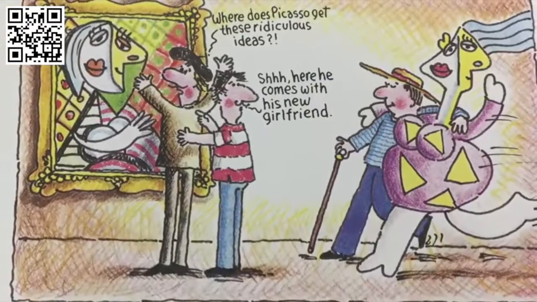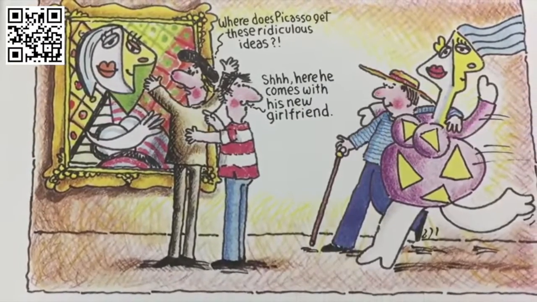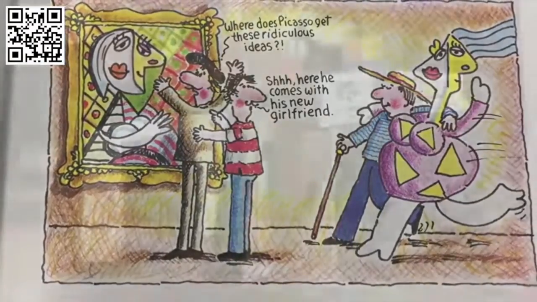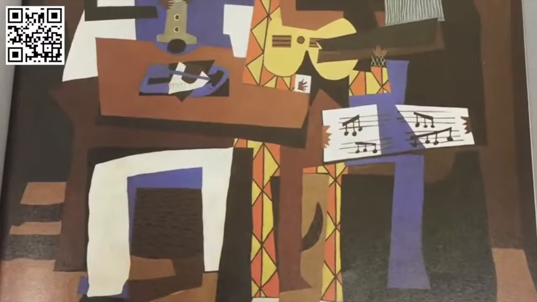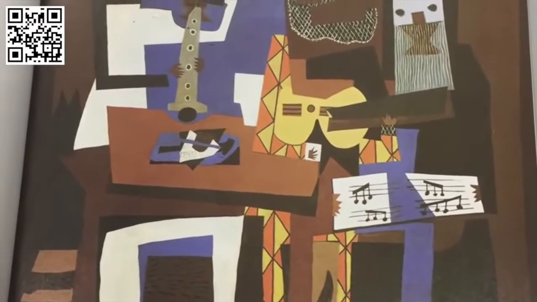Picasso kept working with Cubism and changed it over the years. It became much more colorful and flatter looking. It also became easier to see what Picasso was painting. In the painting Three Musicians, you can see the three musicians and tell what instruments they're playing.